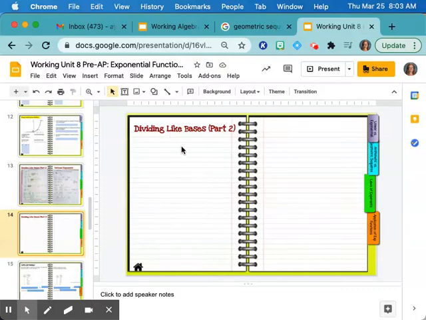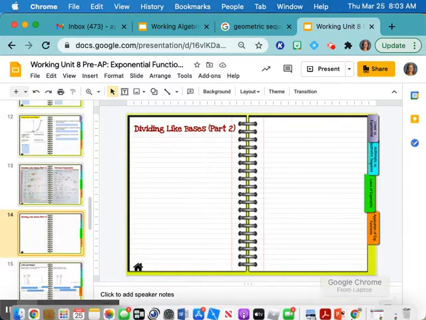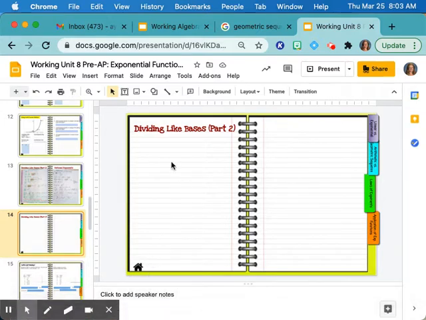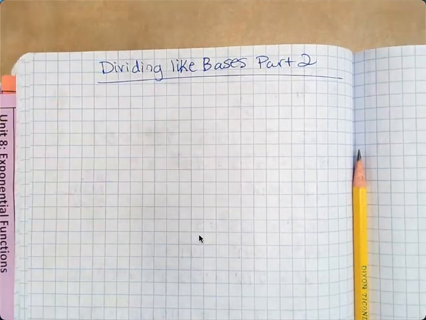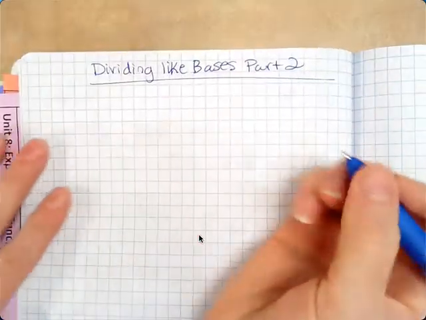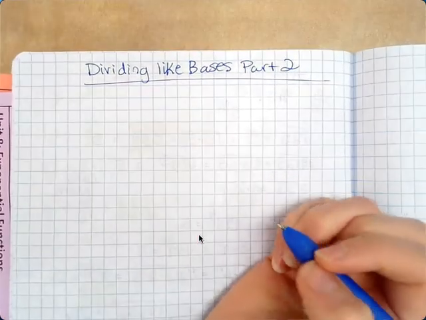We are going to continue talking about exponents, and we're doing a problem string called Dividing Like Bases, Part 2. We will do it in our composition book, take pictures, and upload it here. So this is the title, Dividing Like Bases, Part 2.